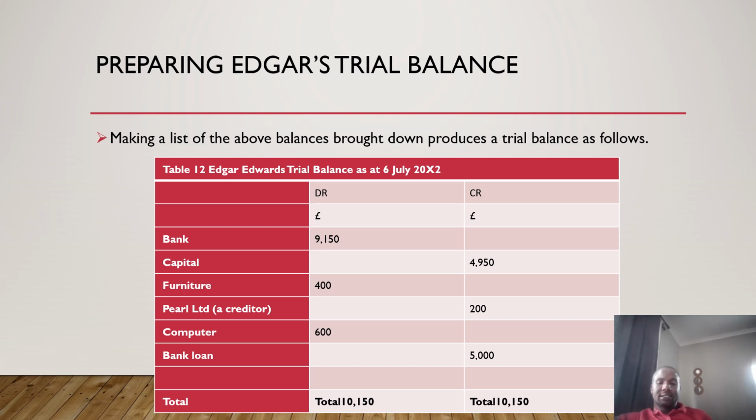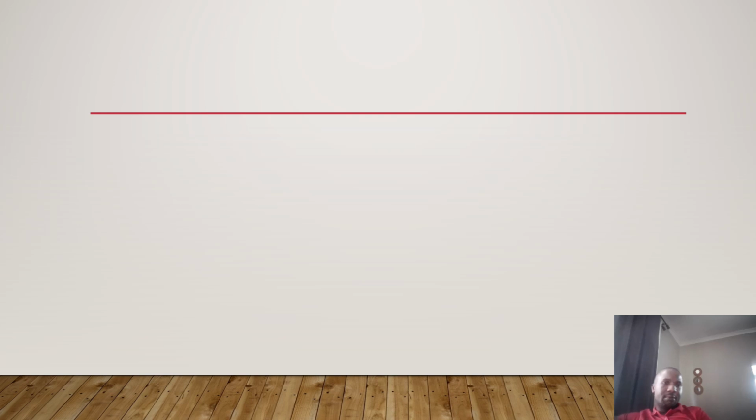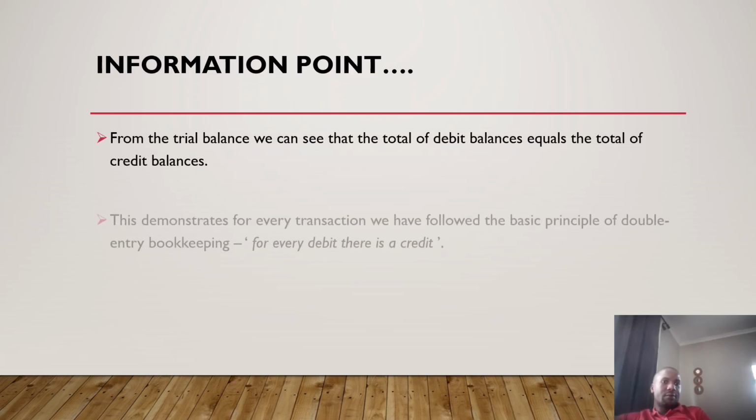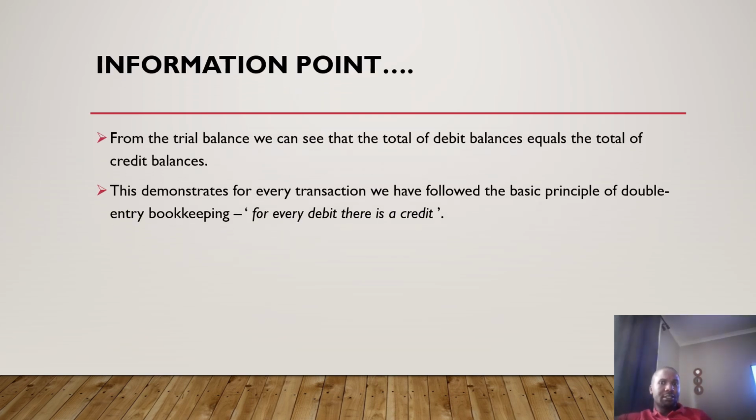So you will note that the total is equal for debit and credit. So from the trial balance, we can see that the total debit equals the total credit balances. So this demonstrates that for every transaction, we have followed the basic principle of double entry bookkeeping.